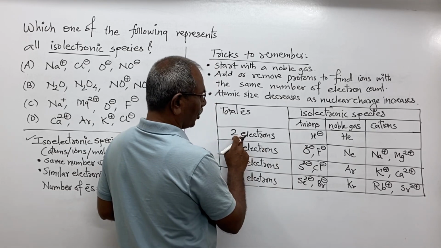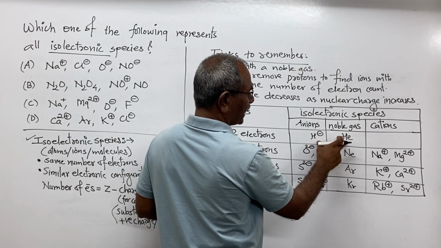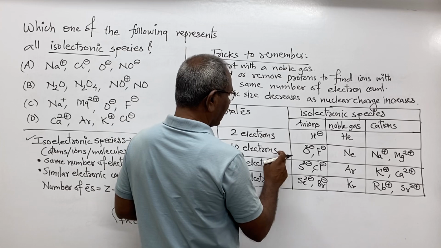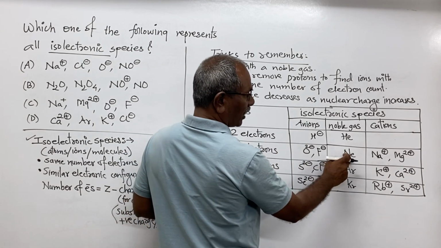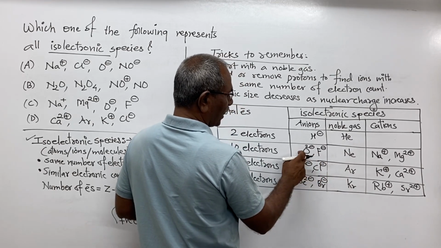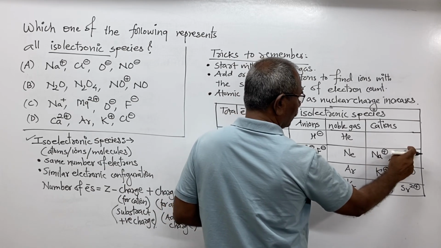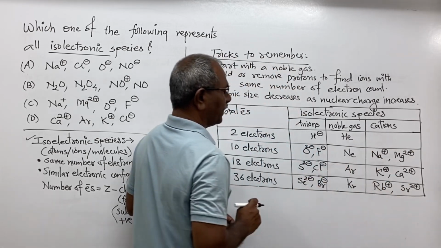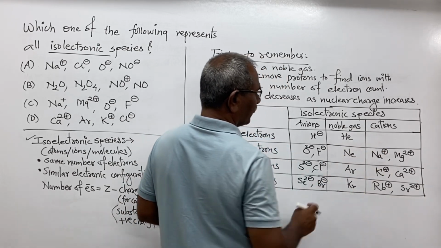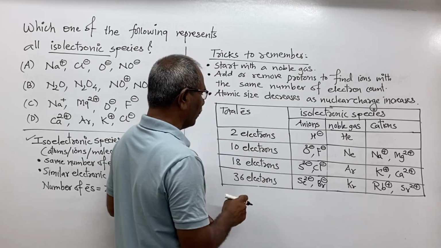So for 2 electrons, the anion is the H minus ion, and both are having the same number of electrons and similar electronic configuration. Now 10 electron species: neon is an inert gas element or noble gas element; F minus ion and O2 minus ions; Na plus ion and Mg2 plus ions. All these species, anions, inert noble gas as well as cations, have the same number of electrons, that is 10 electrons, and similar electronic configuration.